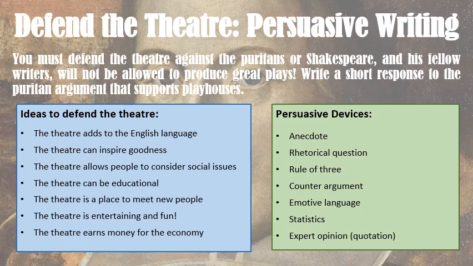Okay, and on the other side, you've got some things that you can include. So anecdotes are where you actually describe people's experiences firsthand. Rhetorical questions, rule of three, a counter argument, which means that you're going against, so the Puritans will say, well, it will stop people from going to the church, and then you need to think of an argument that would oppose that. Emotive language, so explain how passionate you are about keeping the theatre going. Statistics, so maybe say 21,000 people have been visiting theatres every week. And expert opinion, you might have a playwright like Shakespeare saying how he feels. Okay, so lots of different ways that you can really make your writing persuasive.